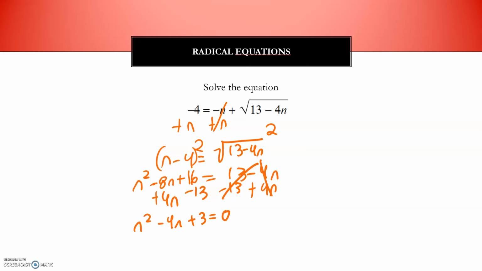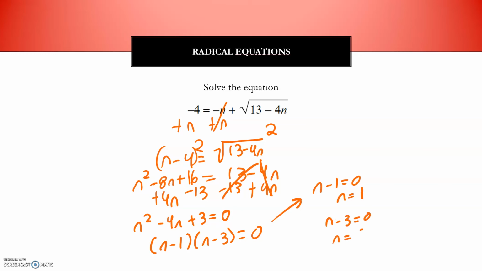This one is easy to factor. Negative 1 times negative 3 gets me positive 3. Negative 1 plus negative 3 gets me negative 4. Zero product property. N minus 1 equals 0 and n is 1. N minus 3 equals 0 and n is 3.